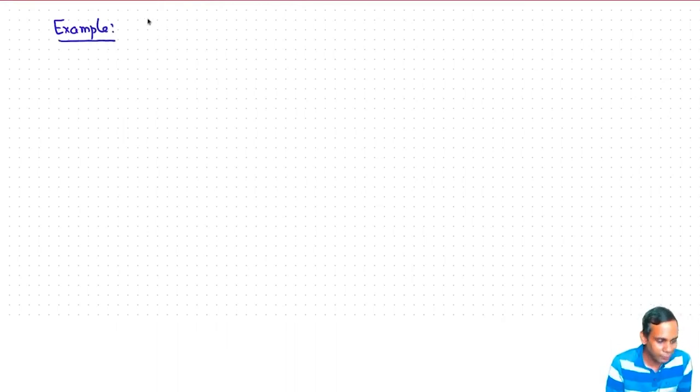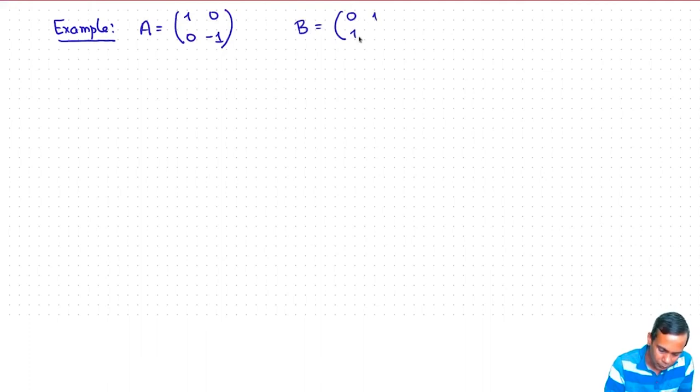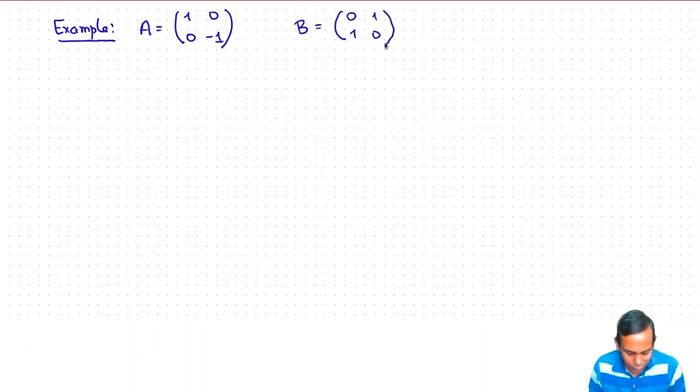Okay, let's just look at this with a couple of examples. So let's look at two matrices and we'll decide whether or not they're similar. I'll start with a very simple example. Let's take A to be the matrix 1, 0, 0, minus 1 and B to be the matrix 0, 1, 1, 0. At the outset, these matrices look kind of different, so maybe they are not similar, but let's just work it out. So we have tI minus A, so what is that?